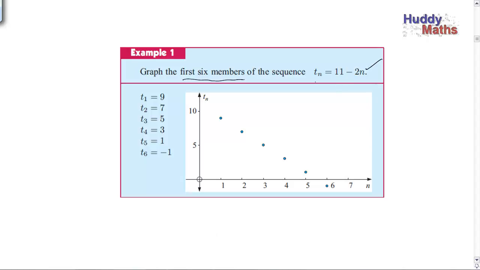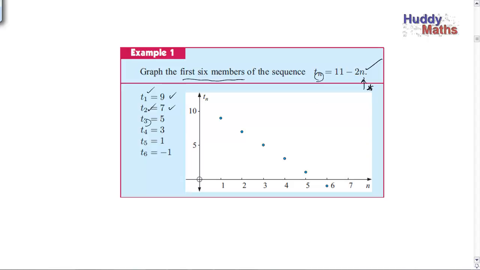So the first term is n equals 1. So put 1 in the n hole there. 11 take 2 times 1. 11 take 2 is 9. Put n is 2 in here. So it's 11 take 4 is 7.